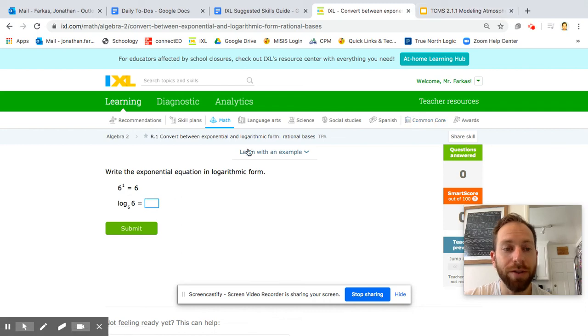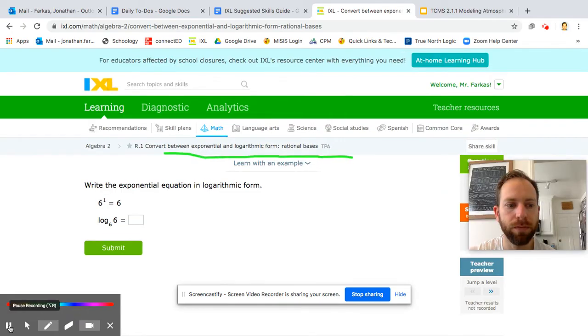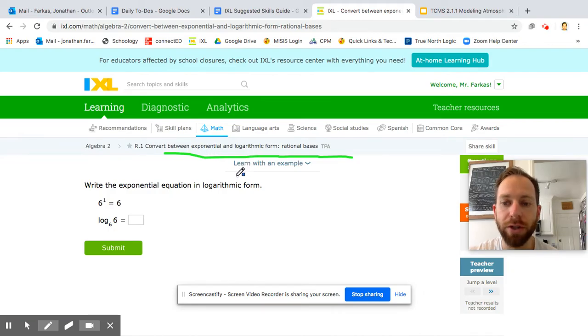Hello, this video is going to be on the IXL Algebra 2 topic, R.1, convert between exponential and logarithmic form with rational basis. So just like multiplication and division are inverse operations, or addition and subtraction are inverse operations, exponents and logarithms are also inverses of each other.